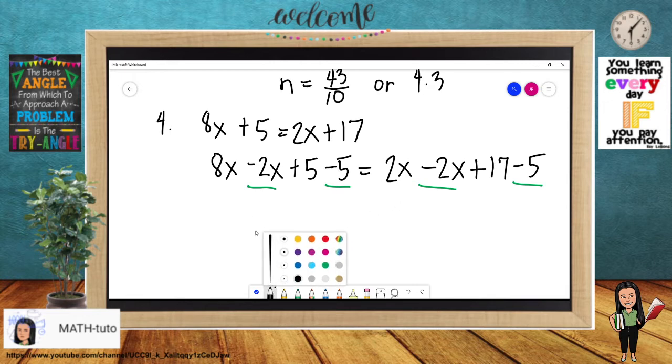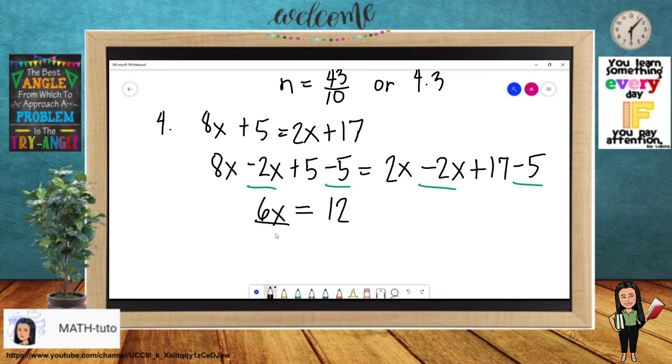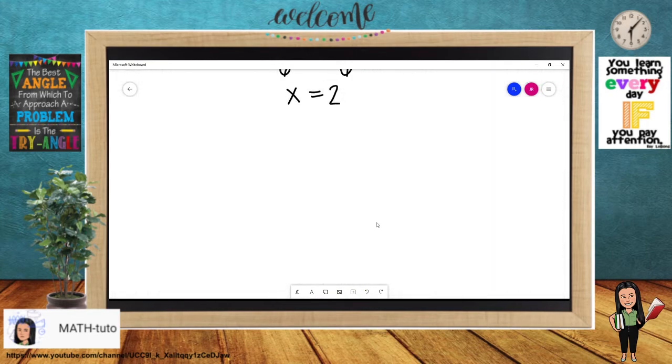Now, we now combine like terms. So, this is equal to 6x dito sa side na to. And then, on this side, this is 12. We divide both sides by 6, which is the same as multiplying it by 1 over 6. That is equal to 2. Okay. Let us have another example.